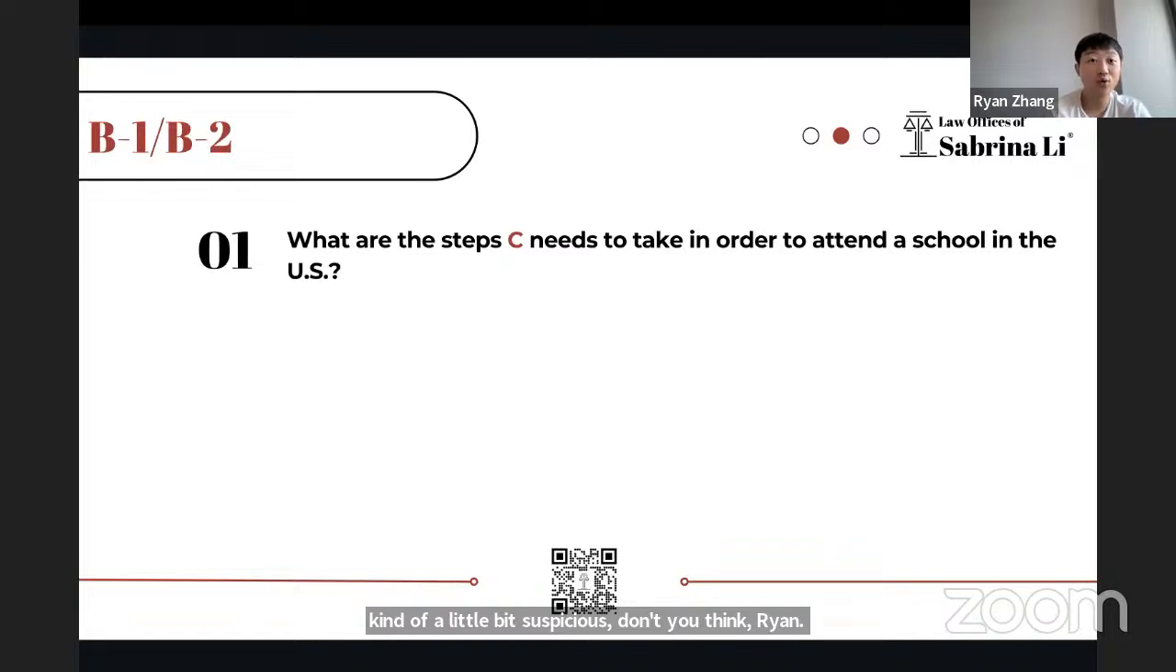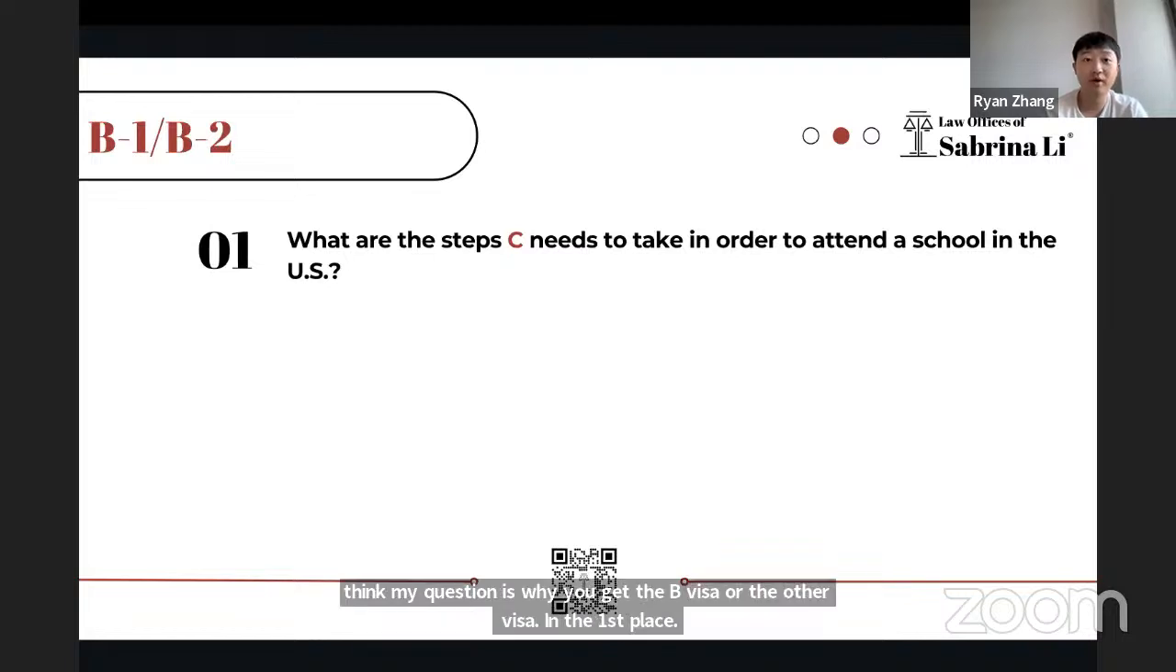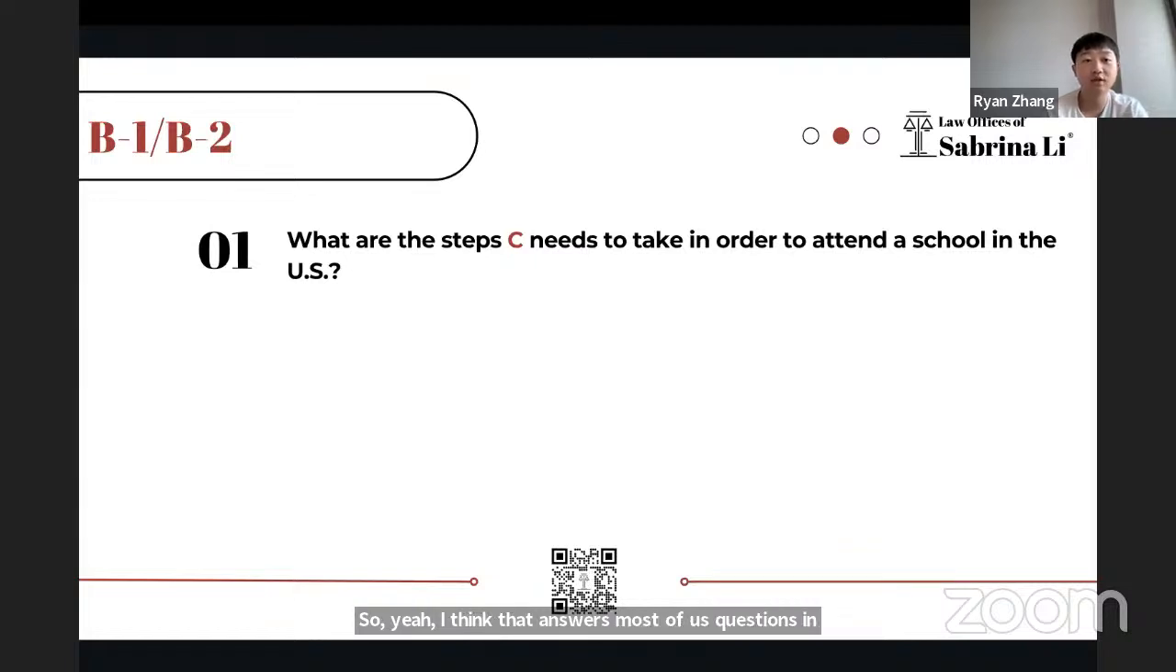If your intention is to visit, you have to visit for a while for you to change your mind. You can't just get to the US and then on the second day want to change status. They might question why you got the B visa or the other visa in the first place. So I think that answers most of our questions in terms of timelines when it comes to changing status from B to F1. Let's go to the second question.